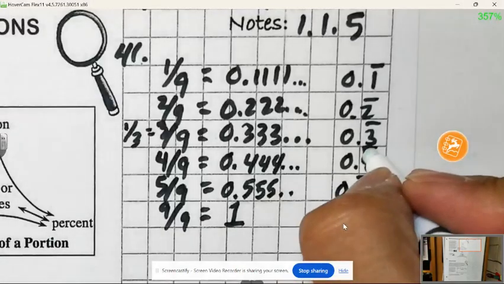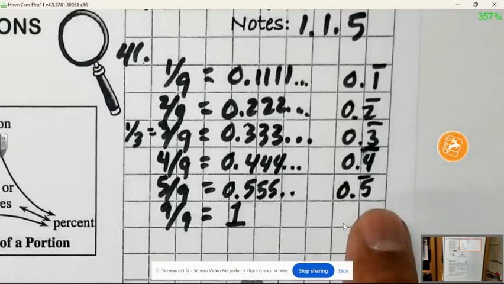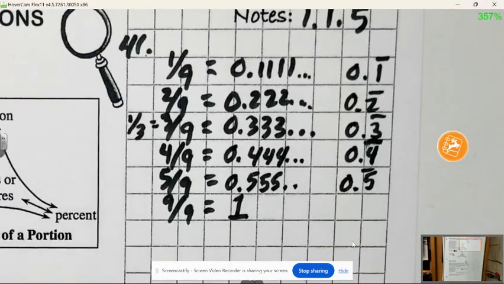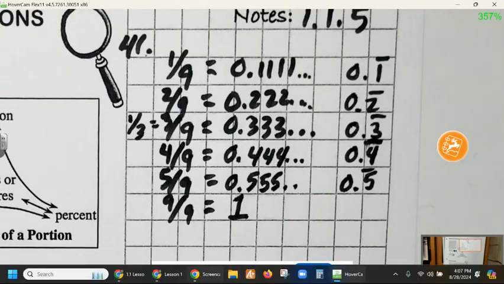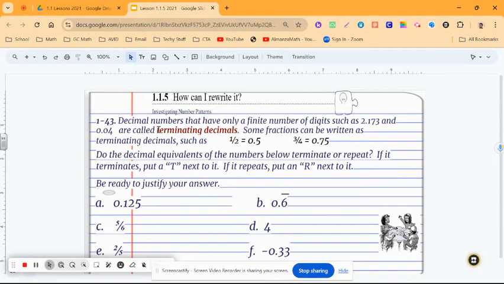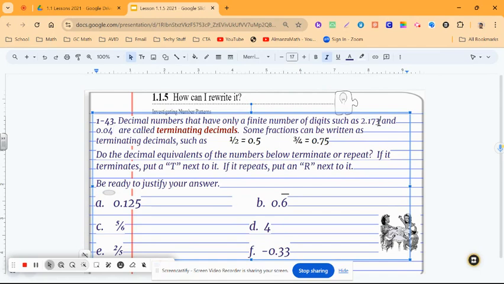Okay, so here's what you should have so far. All those repeating digits written in a shorter way. All right, so now let's talk about another kind of fractions and decimals, a terminating decimal. Now a terminating decimal is a finite number, such as 2.173 or 0.04, because they don't repeat. We can see that the decimals end right there at 4. This ends at 3. 1/2 is 0.5, 3/4 is 0.75.